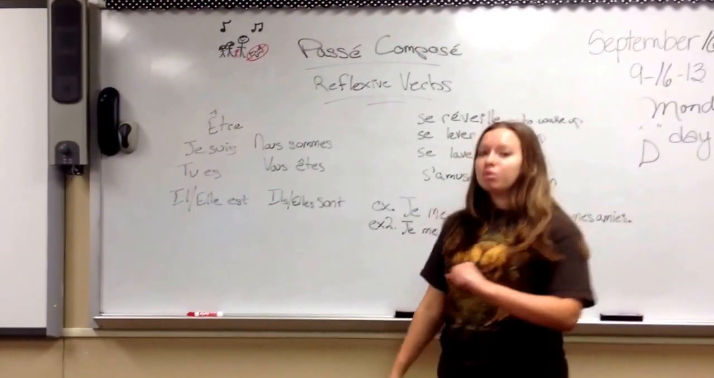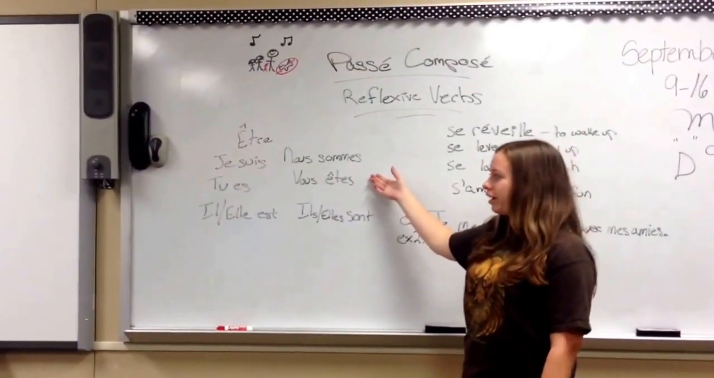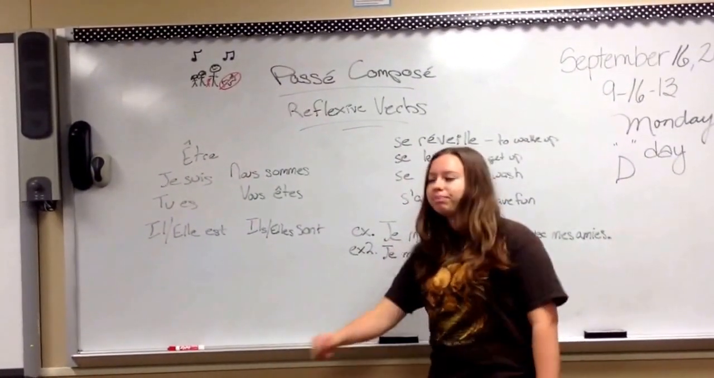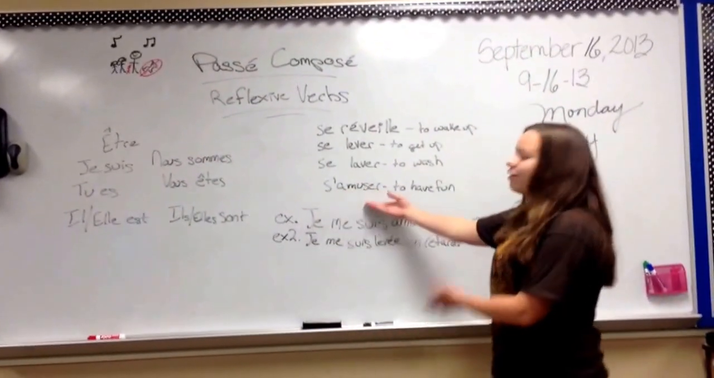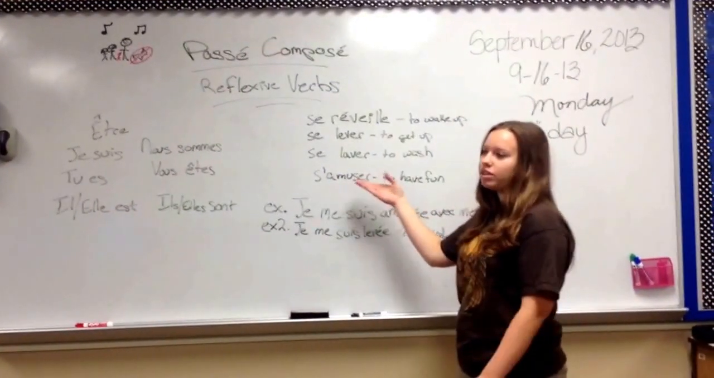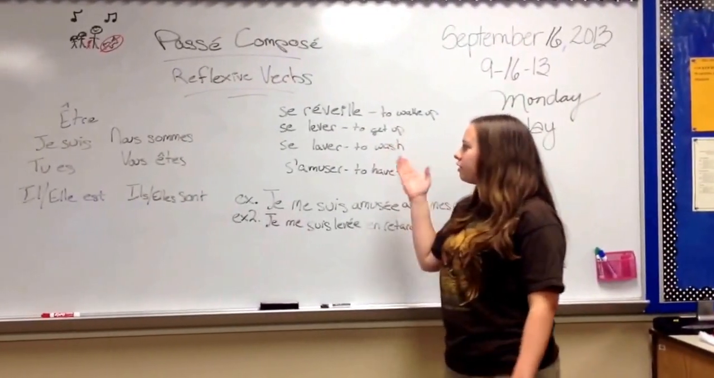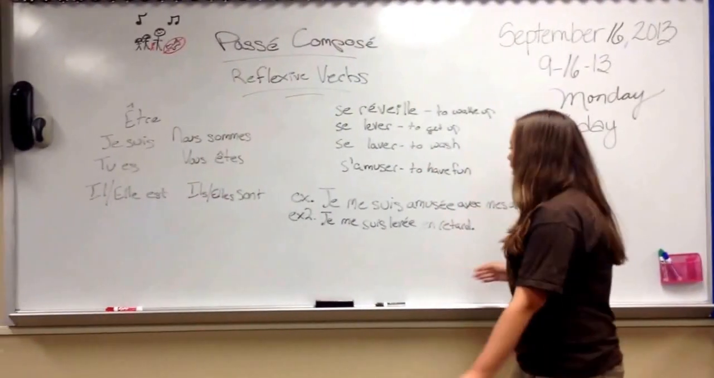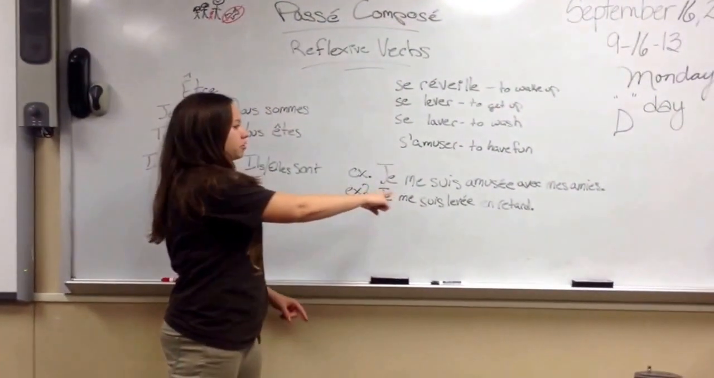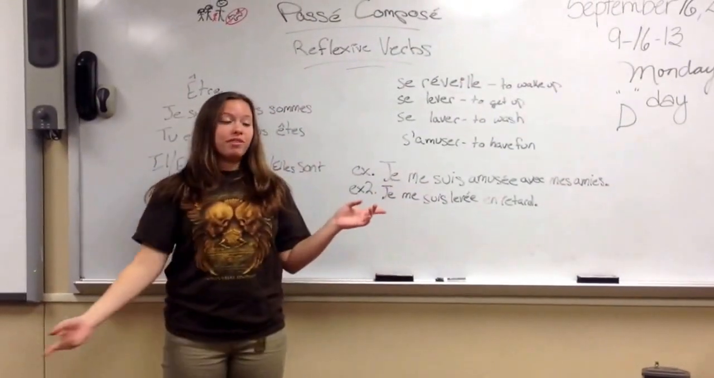And for the passé composé, when you put it in past tense, you use être. So je suis, tu es, il, elle est, nous sommes, vous êtes, and ils, elles sont. So, as I pointed to earlier, here are just some of the reflexive verbs that we use almost on a daily basis. Se réveiller, se lever, se laver, and s'amuser. And I have some examples. So, je me suis amusée avec mes amis. So, I had fun with my friends.